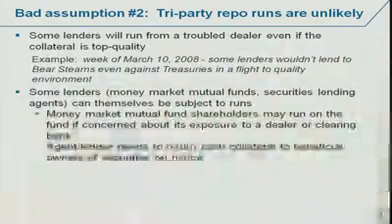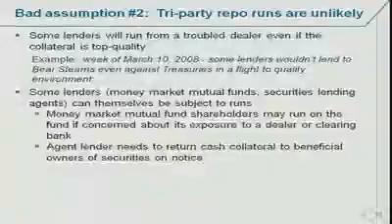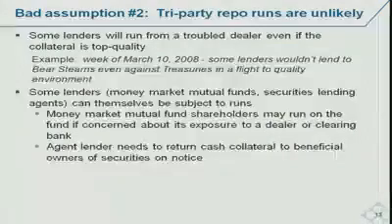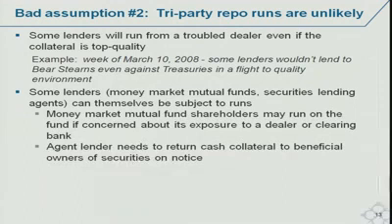Okay, a second bad assumption: tri-party repo runs are unlikely. That turned out to be a bad assumption. Some lenders will, in fact, run from a troubled dealer, even if the dealer is pledging top quality collateral to them. And that seems pretty inconsistent with the behavior you would expect in a secured lending market. But I think we saw that some lenders were essentially acting as unsecured lenders.